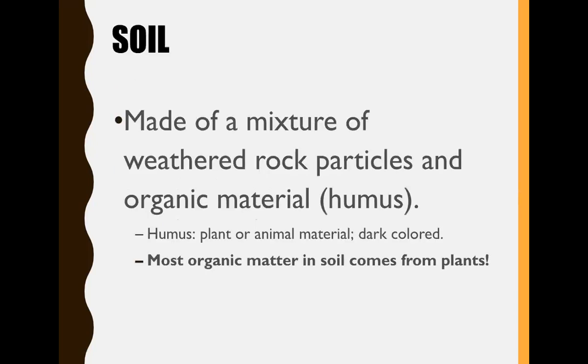So soil is made of a mixture of weathered rock particles and organic material known as humus, okay? Humus is plant or animal material, and it is very dark in color. Most organic matter that is actually found in soil comes from plants, okay? And it makes sense because where do we find plants? In the what? In the soil, okay?